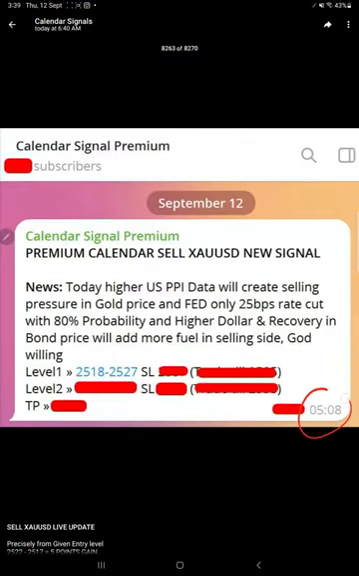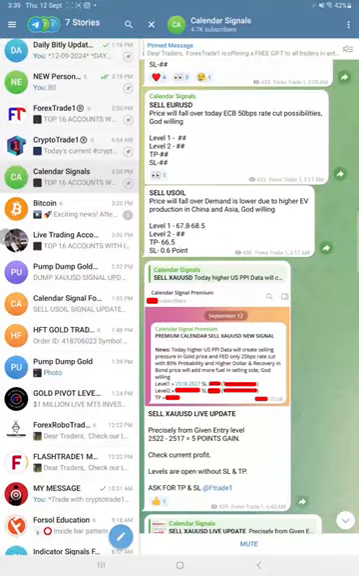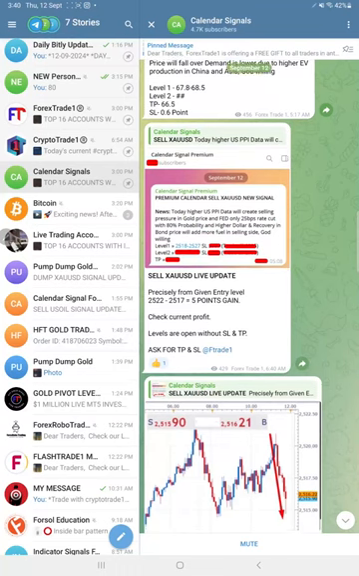This is the signal posted time in our premium channel. Here we revealed all the levels, level 1, level 2, SL, TP, all the details. We revealed only the level 1 in this free channel for our free followers to trade.